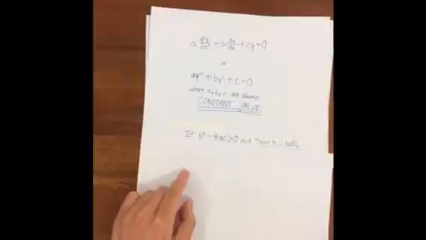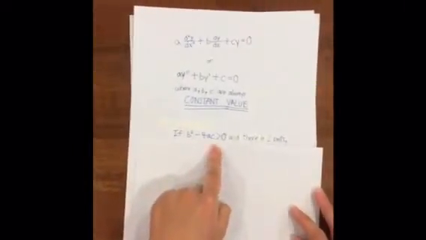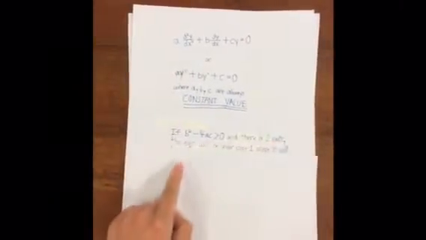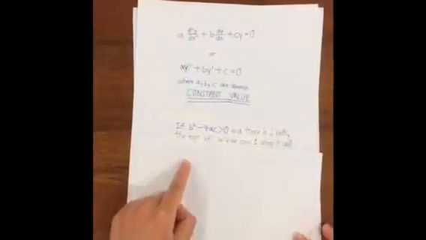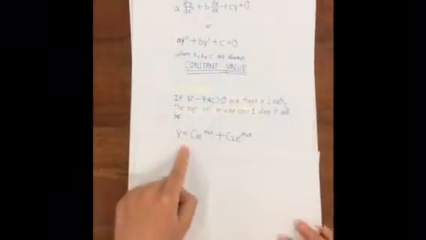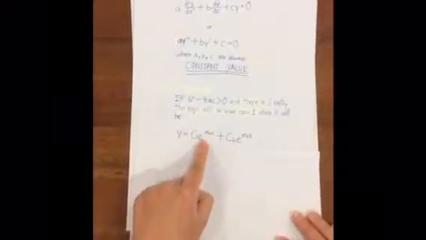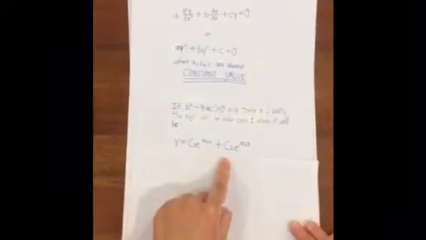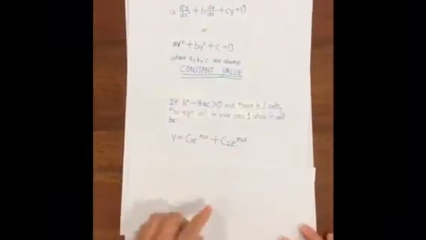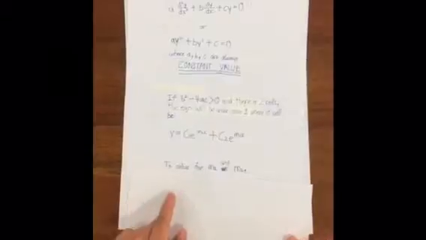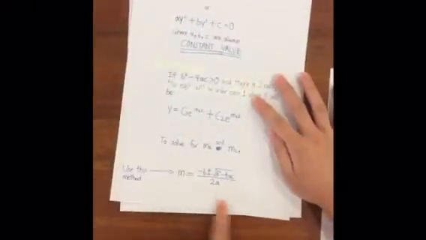If b squared minus 4ac is more than 0 and there are two roots, the equation will be under case 1, where y equals c1 e to the power m1 x plus c2 e to the power m2 x. To solve for m1 and m2, use the method shown here.